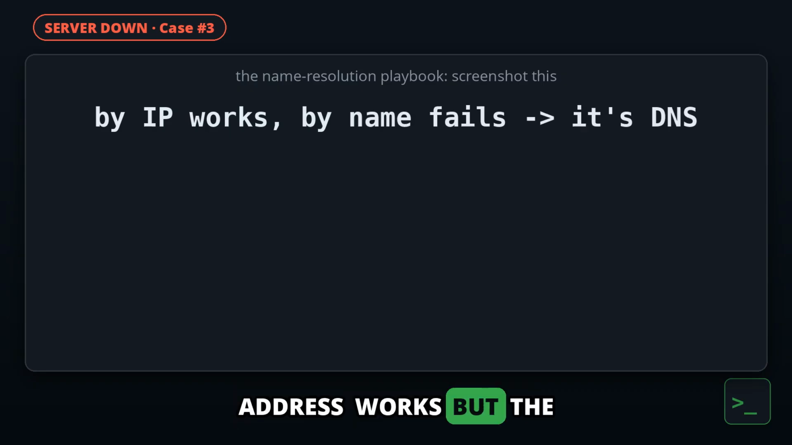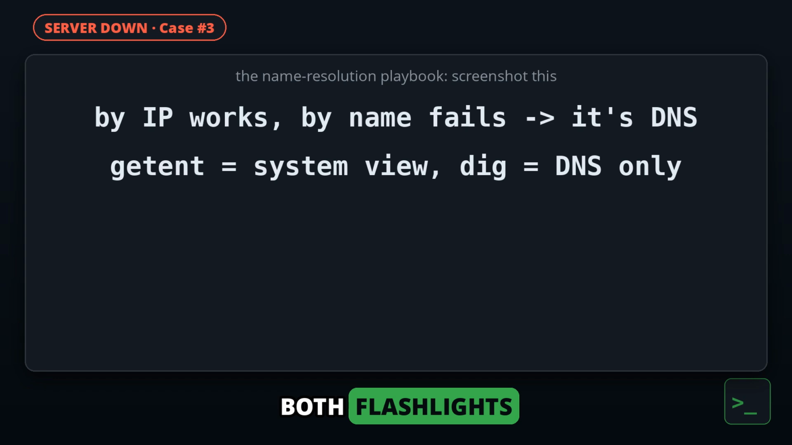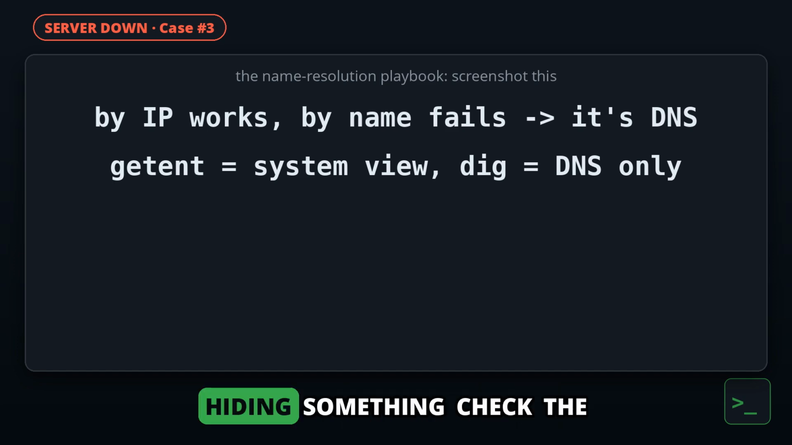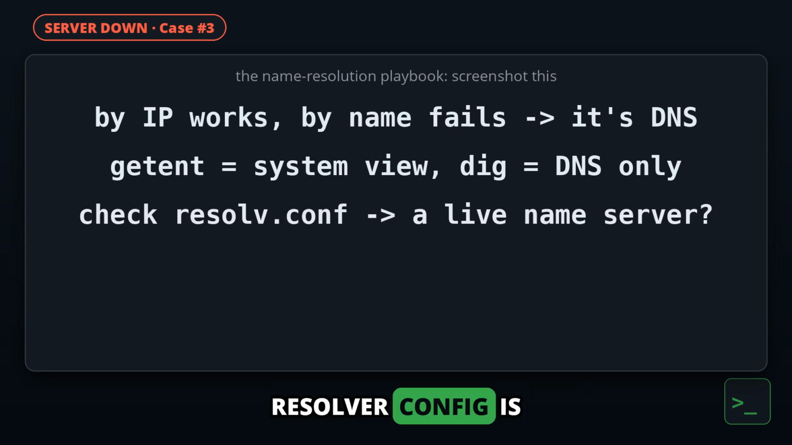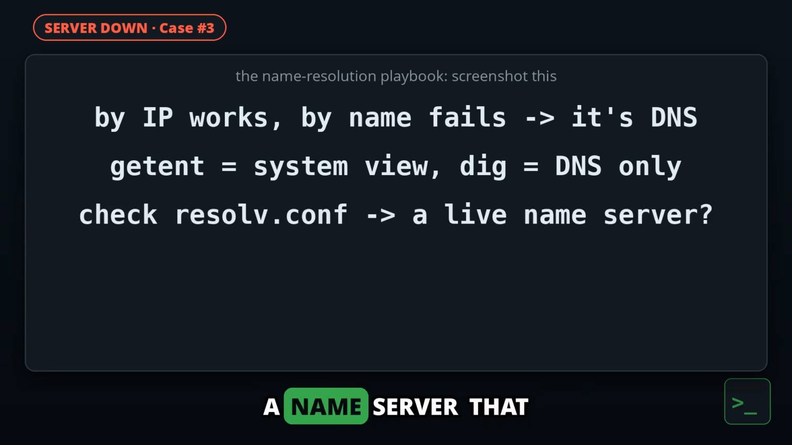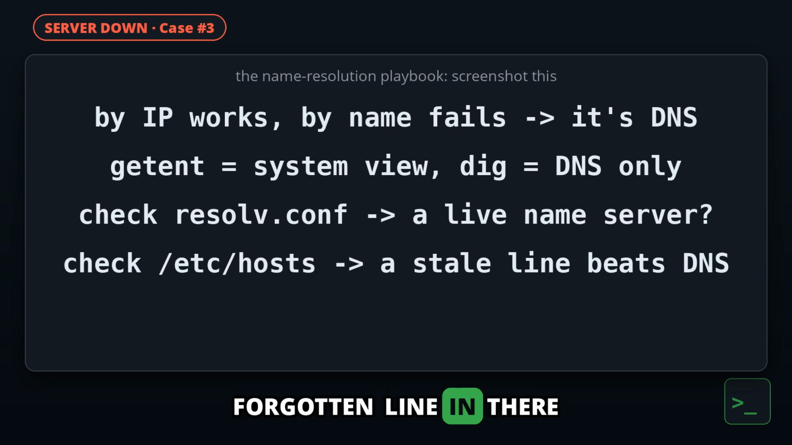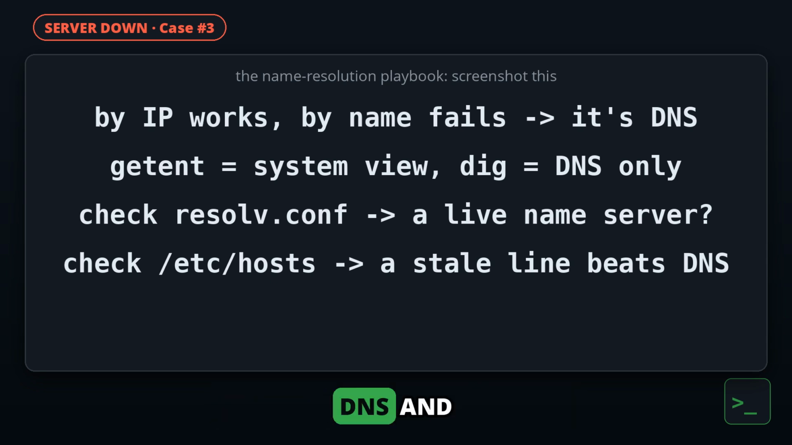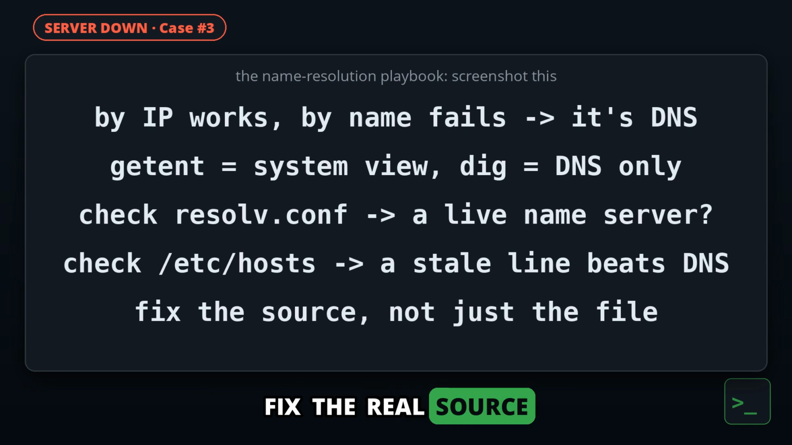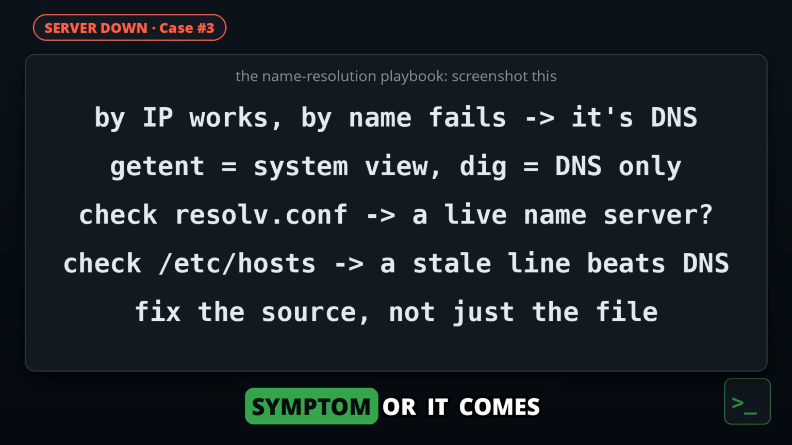Playbook: if the address works but the name fails, stop guessing. It is name resolution, not the network. Use both flashlights. Getent shows what the system sees. Dig asks DNS directly. When the two disagree, the hosts file is hiding something. Check the resolv.conf. Is the box even asking a name server that is alive? Then check the hosts file. One forgotten line in there silently overrules perfect DNS. And fix the real source, the thing that rewrote it, not just the symptom. Or it comes right back on the next reboot.